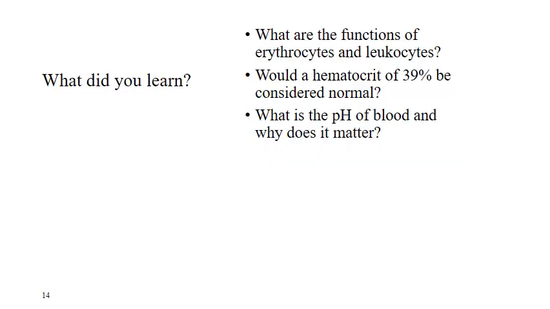All right, so what did we learn? What are the functions of erythrocytes and leukocytes? So erythrocytes, of course, are binding to oxygen and carrying carbon dioxide. Leukocytes are going to be protecting our body from foreign pathogens. And would a hematocrit of 39% be considered normal? For us ladies, yes, but for men, no. And then what is the pH of blood and why does it matter? It was that 7.3 to 7.4 range. And this matters so that we don't have denaturation of our proteins that are in our plasma, which would then, of course, be bad for all the things that proteins do in our body.